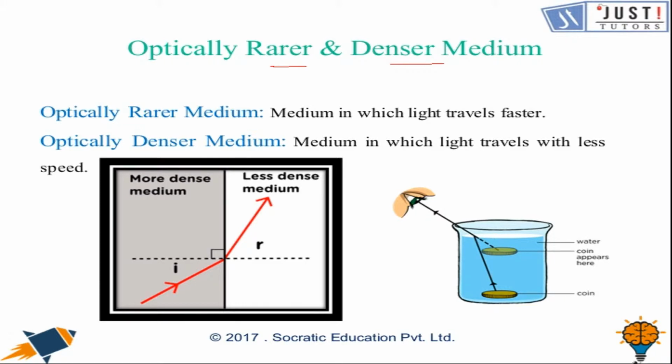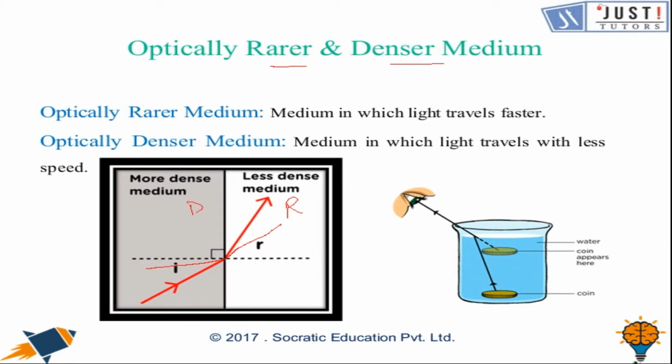When a ray goes from rarer to denser medium, it bends towards the normal. As you can see, if light goes from a less dense medium, meaning rarer, to a dense medium, it will bend towards the normal like this. And opposite, if light is going from denser to rarer medium, it will go like this. As you can see, it will make a bigger angle from the normal.